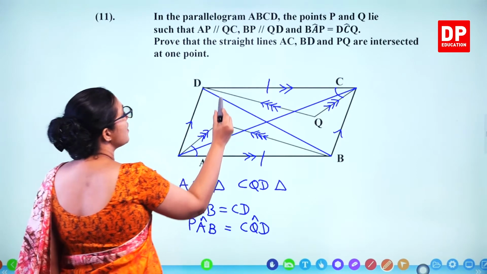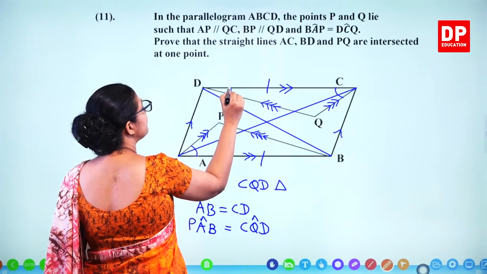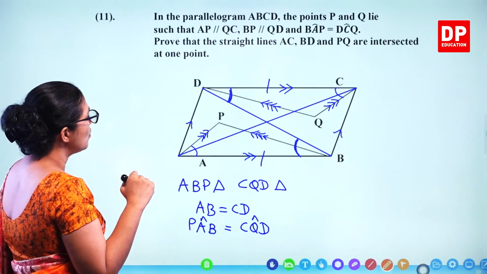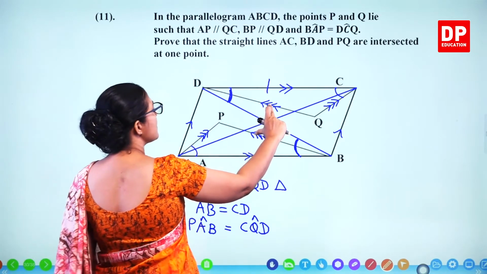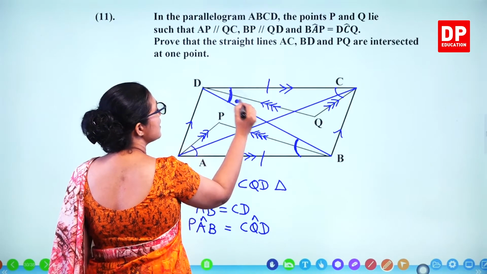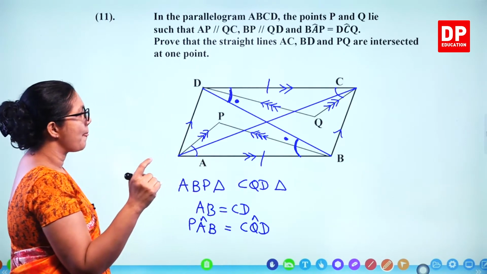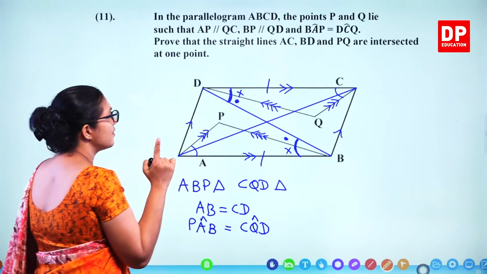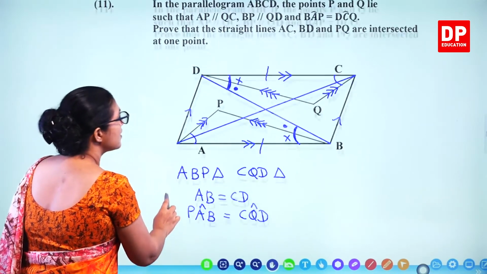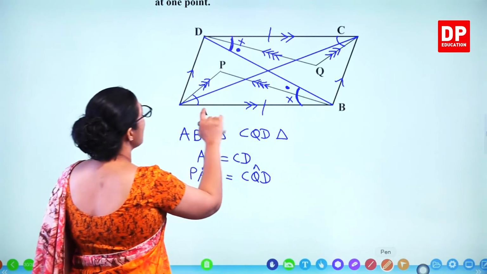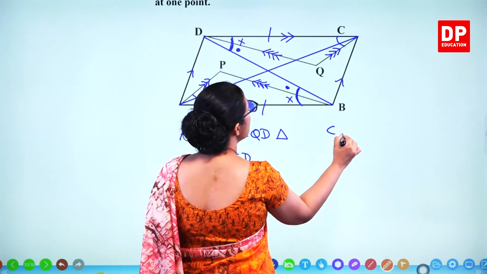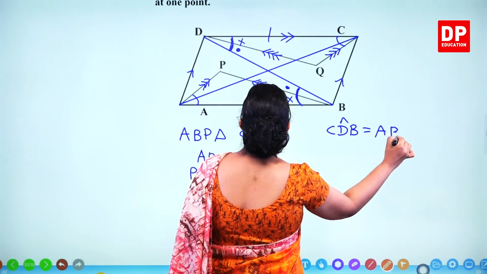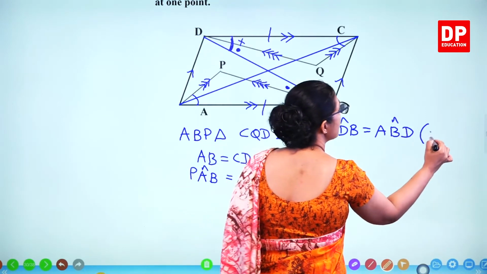ABCD is a parallelogram and this angle is equal to this angle. Alternate angles are equal. And also look at this one. These two lengths are parallel. So this angle and this angle both are equal. Then when you subtract, this is also equal to this one. So we can say now angle CDB is equal to angle ABD, alternate angles.